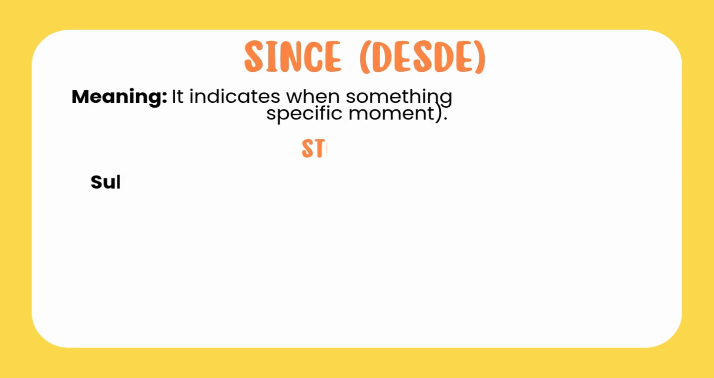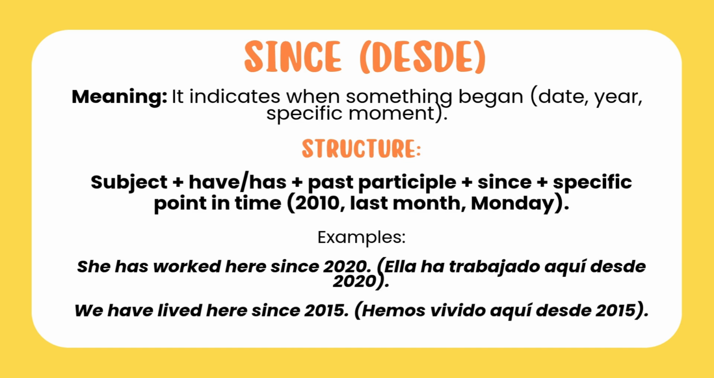Let's talk about since. Since is used to indicate when an action specifically started. Structure: subject plus have or has plus past participle plus since plus a specific point in time. For example, she has worked here since 2020. We have lived here since 2015.